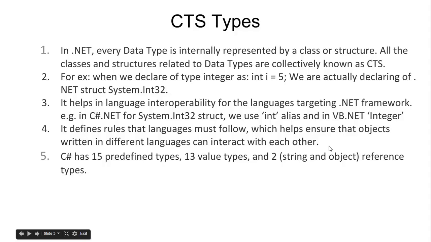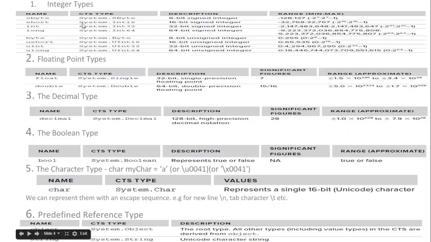Okay, now C# has 15 predefined types, 13 value types, and 2 which are string and object. We'll see them quickly. For integer types we have sbyte, short, int, long, byte, ushort, uint, ulong. These are the aliases. Actually these are the CTS types system.sbyte, system.int16, system.int32, and the difference between them is the bits: sbyte uses 8-bit, short uses 16-bit, and int uses 32-bit signed integer.